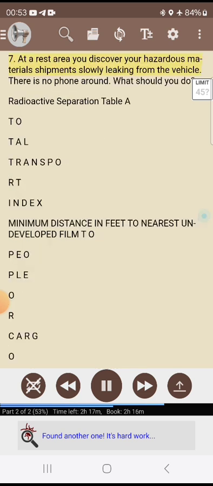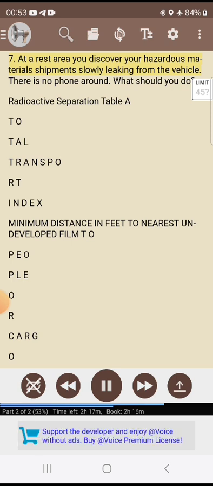7. At a rest area you discover your hazardous materials shipment is slowly leaking from the vehicle. There is no phone around. What should you do?